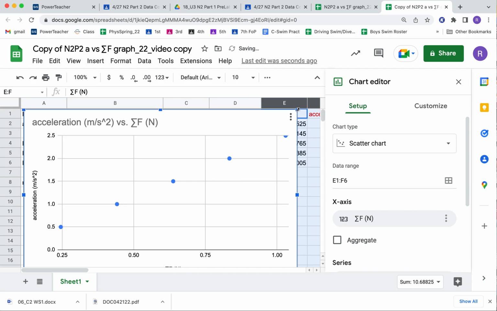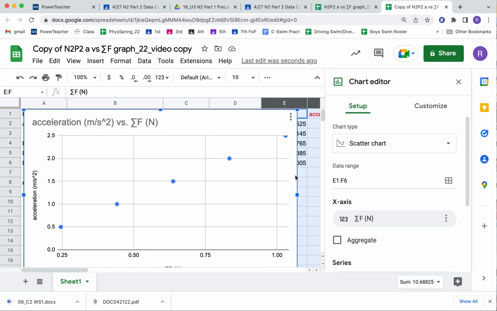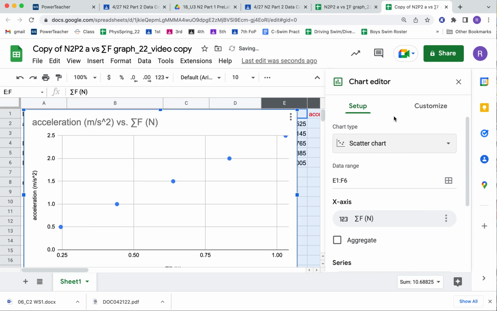And we'll do that, and I'm going to go ahead and squish this down. Well, I'll keep it big so we can see it. We have a title, acceleration versus net force. We have acceleration with the units here, and we have net force with the units down here. If for some reason you don't have dots like this, you've got bar graphs or something, please choose the scatter chart. Next, from setup, and by the way, if this screen doesn't pop up, just double click on the graph and the chart editor will show up.